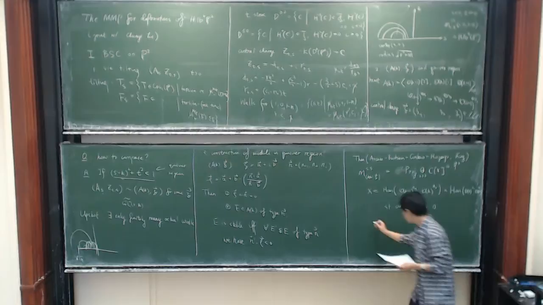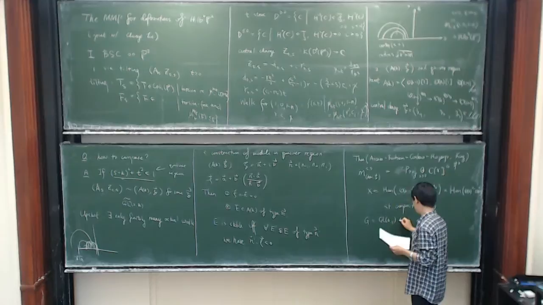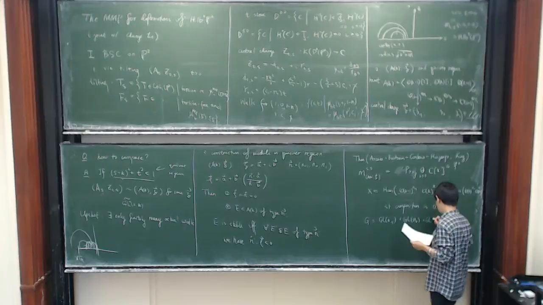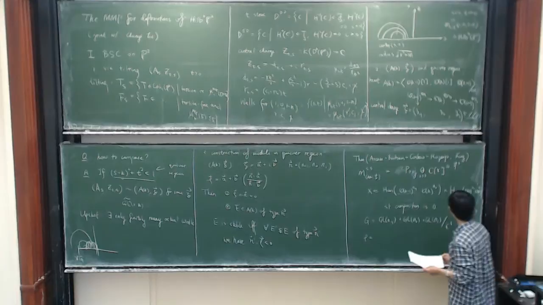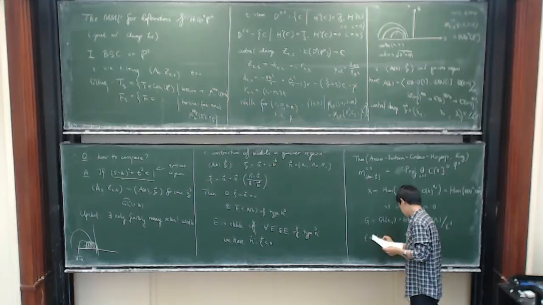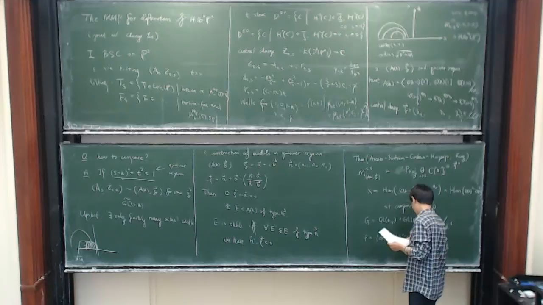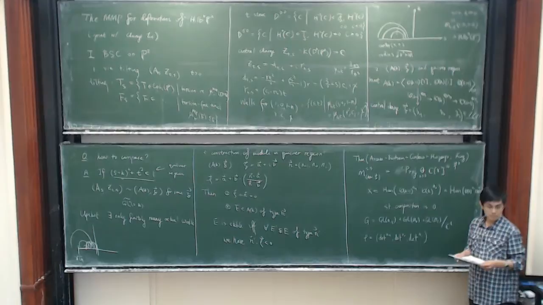And what's G? This G is basically GL_{n_{-1}} cross GL_{n_0} cross GL_{n_1}, where you remove the common diagonal inside it. And this character rho is determinant to the n_{-1}, determinant to the n_0, determinant to the n_1. It's a tensor of the characters. Check this is well defined.